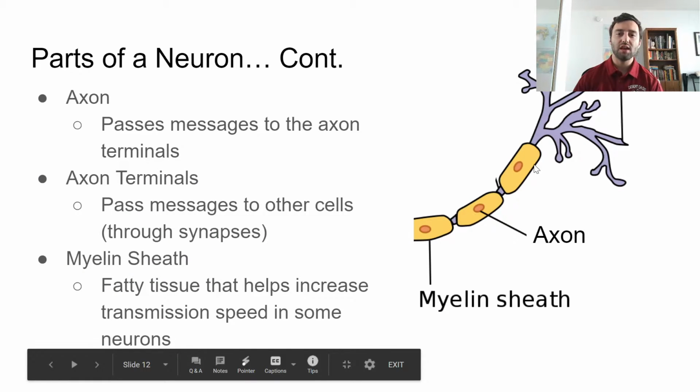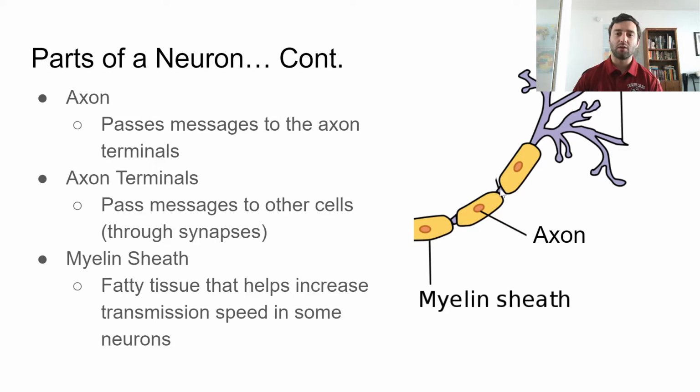Our next piece is, again, our axon. Our axon is that tube part. It runs all the way through this myelin sheath that's wrapped around it. What the axon does is basically shoot the information from one part, which was our dendrites, over here before, shooting it out to our axon terminals on the other end.